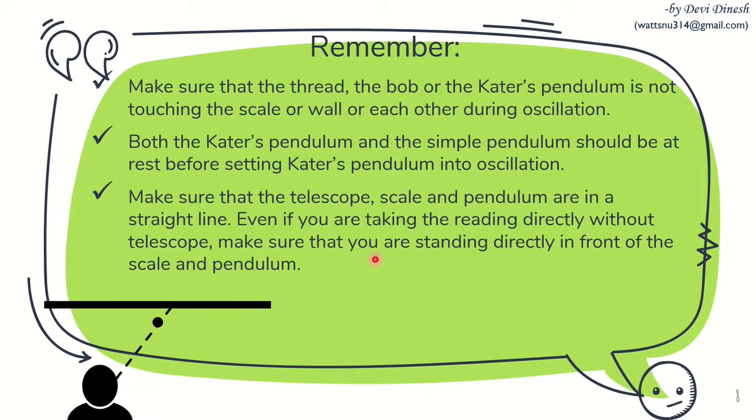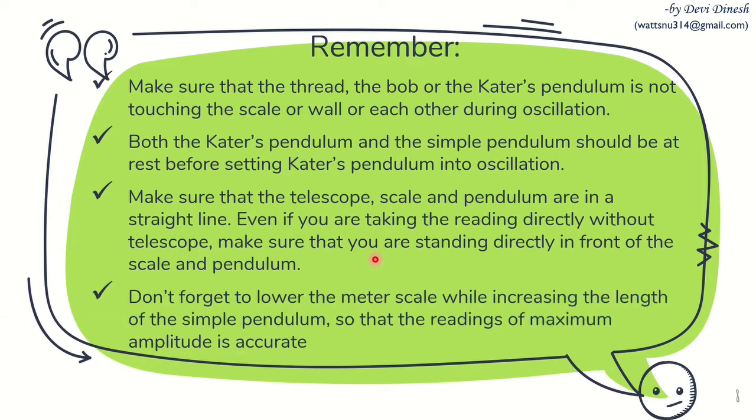And the fourth thing that you have to remember is, when I'm increasing the length of the simple pendulum, every time you have to shift the scales. Okay, so it is something like this. So if you have a simple pendulum oscillating like this, here, can you tell me what is the maximum amplitude that you are getting if you are looking at the lower scale?